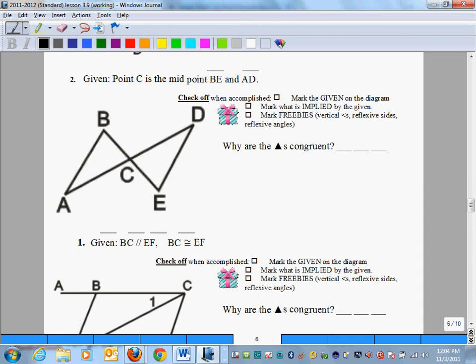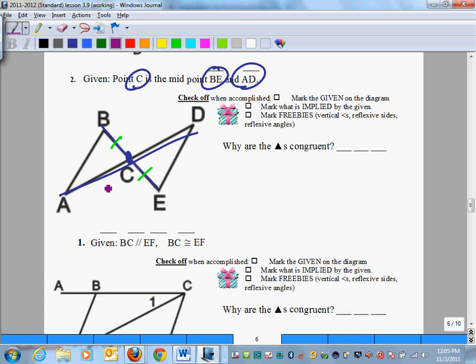Okay, you guys ready? Let's look at our given information. It says given, C is the midpoint of BE. So we go C is the midpoint of B to E. Now, if that's the midpoint, what two pieces have to be equal? CE and BC. Yep, they have to be equal. So I'm going to go like that. Those have to be equal, okay. Right? Now, it's also the midpoint of A to D. So then what's equal? Vertical angles.